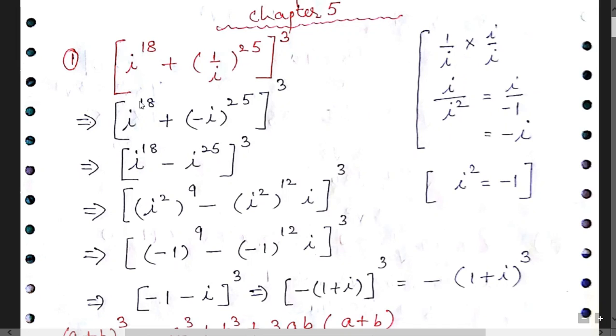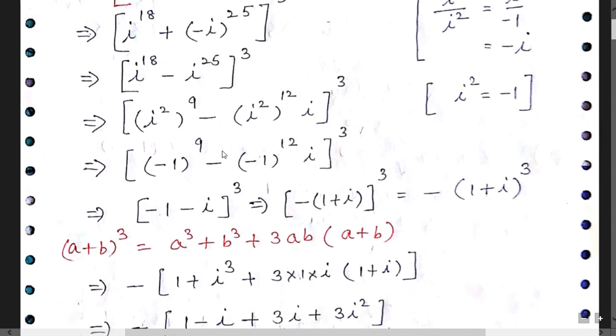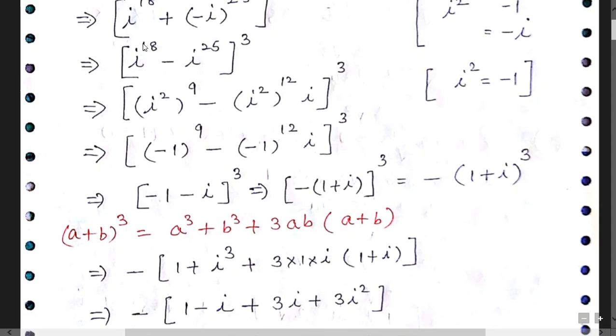Now insert this value. Iota raised to power 18 minus iota raised to power 25. This power is even and this power is odd. It means it can be written as iota raised to power 18 and minus iota raised to power 25. Convert iota raised to power 18 into iota square raised to power 9 and iota raised to power 25 into iota square raised to power 12 into iota, because the value of iota square is equal to minus 1.